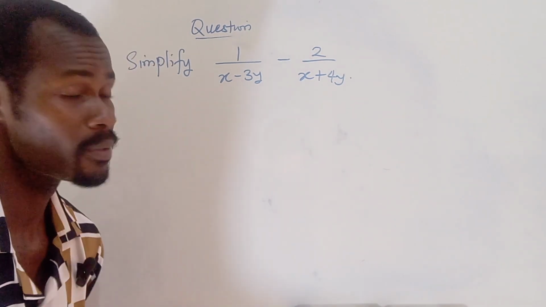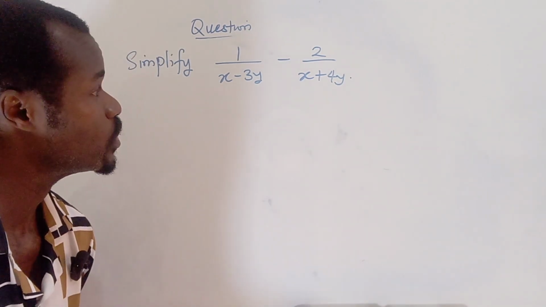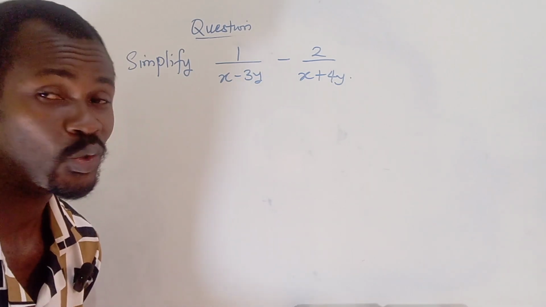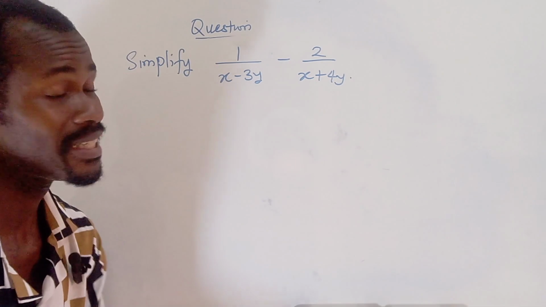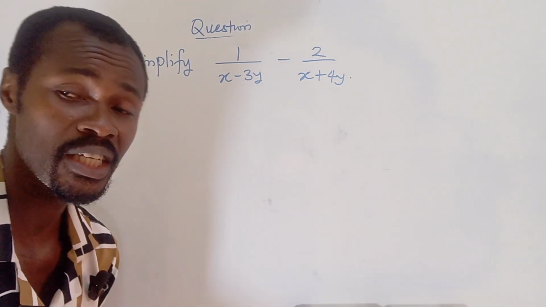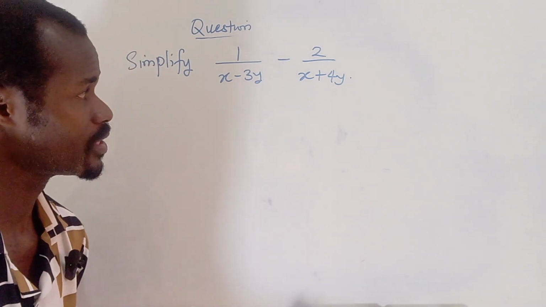Alright, so today we have a problem on the board that says simplify 1 divided by x minus 3y minus 2 divided by x plus y. So this is a simple problem on algebraic expression. So we want to simplify that.